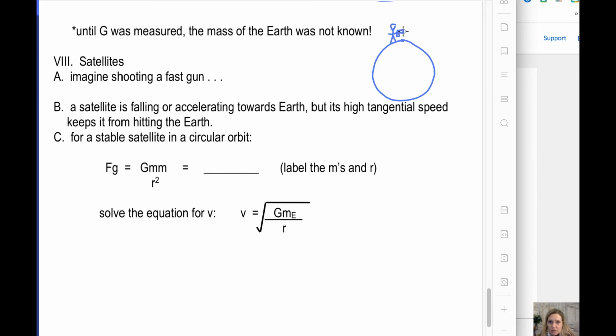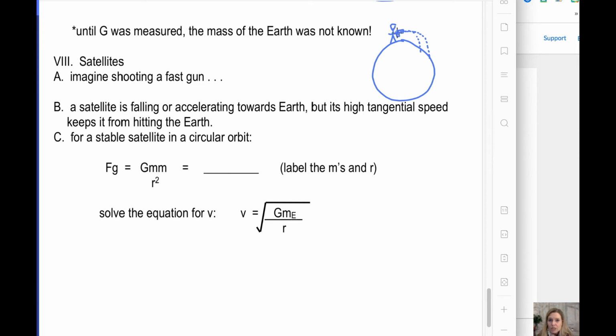Now, if they shoot a gun, we know what happens to that bullet because we did projectiles. When we do projectiles, doesn't it go like this? There's projectile motion, our parabolic path, whatever. What if he shoots it faster, at a higher speed? This must be a really fast gun.